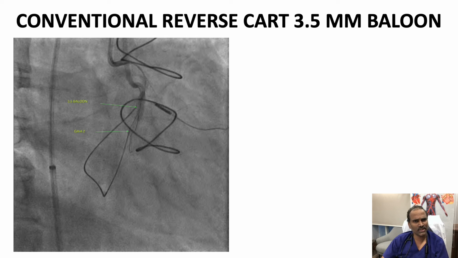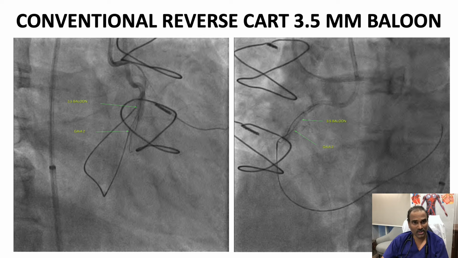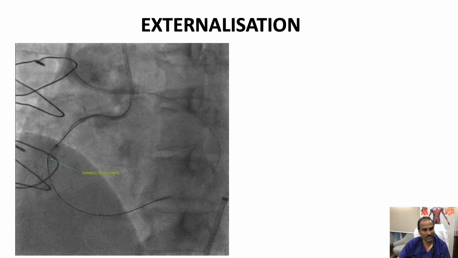And then I switched to an antegrade 3.5 balloon with conventional reverse CART along with a GuideLiner, with the Gaia 2 retrogradely. At this stage I could come back into the true lumen and then into the GuideLiner. So the retrograde Gaia 2 came into the GuideLiner.